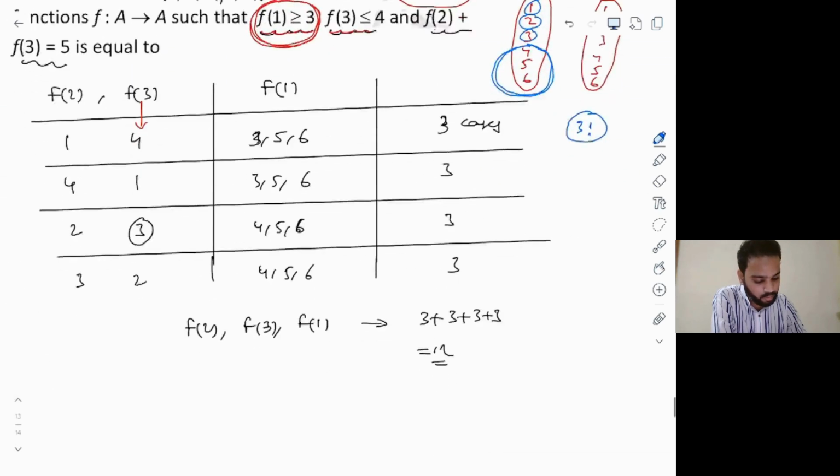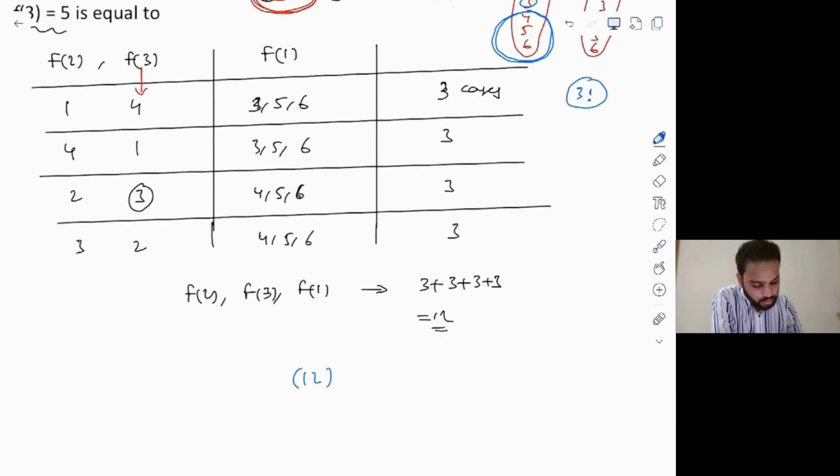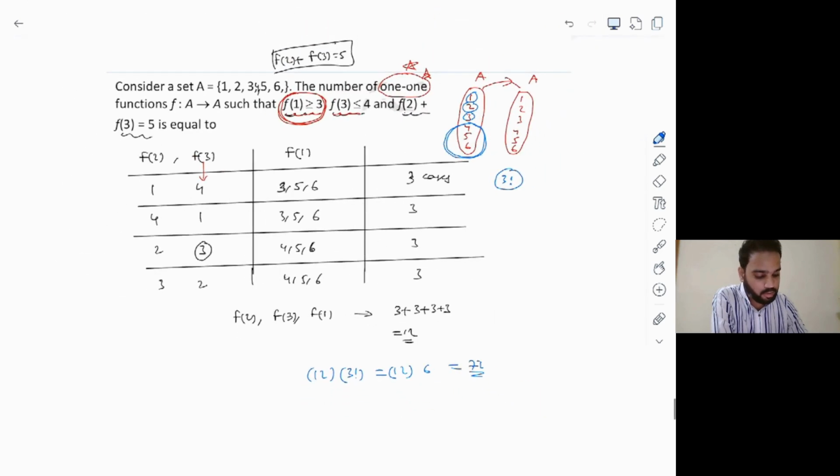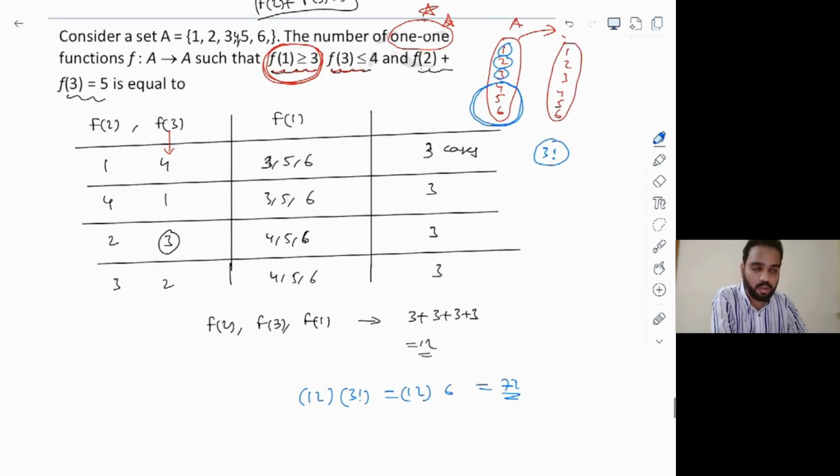So in total, we are going to get 12 cases for the 2, 3 and 1 elements in the domain. And for the remaining 3 elements, it is going to be 3 factorial ways. That is 12 times 6, which equals 72. Okay, so this is your answer. So as I told, it's a somewhat tricky question. If you try to properly write down the cases, it is not a difficult one. Just a proper idea is required.